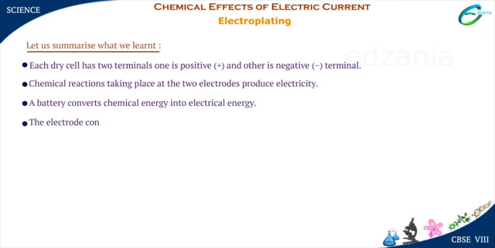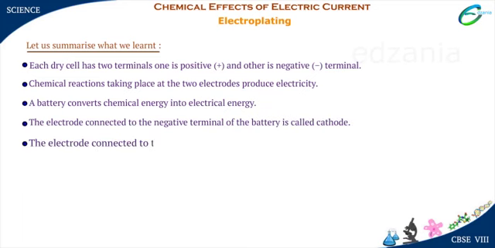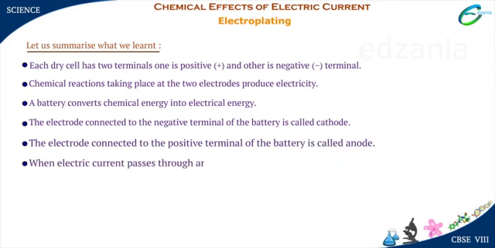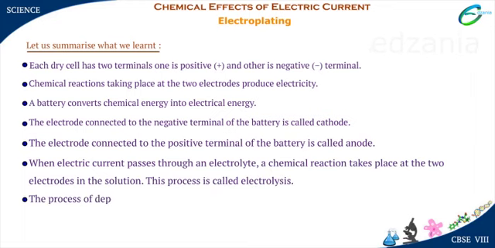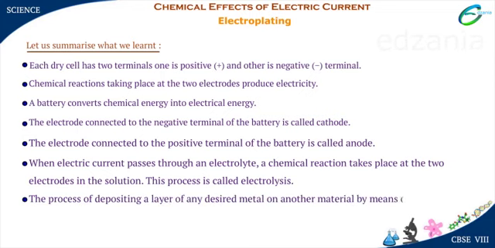The electrode connected to the negative terminal of the battery is called cathode. The electrode connected to the positive terminal of the battery is called anode. When electric current passes through an electrolyte, a chemical reaction takes place at the two electrodes in the solution. This process is called electrolysis. The process of depositing a layer of any desired metal on another material by means of electricity is called electroplating.